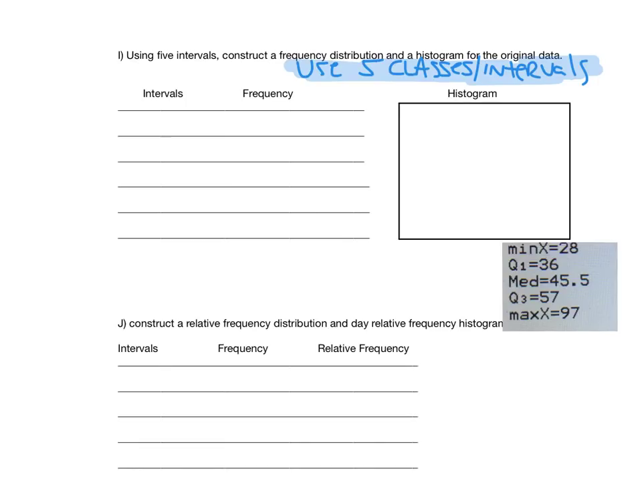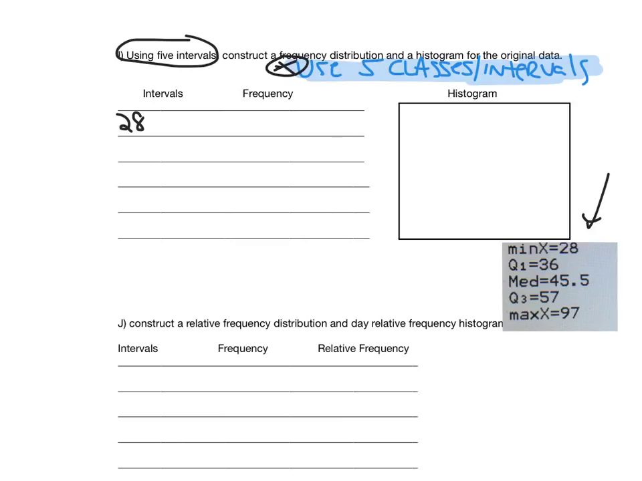Next, we need to set up a frequency distribution and a histogram for the original data, and the question will tell you the number of intervals. So here we need to use 5 intervals. Sometimes the intervals are known as the classes. So what we're going to do is this. The first interval always starts off with the minimum value. So I reproduce the 5-number summary down here, and our minimum value is 28.